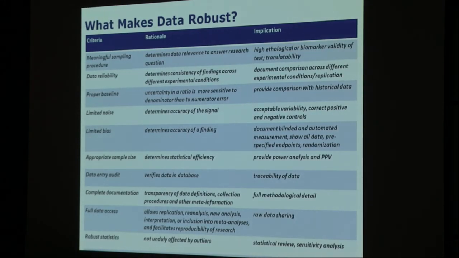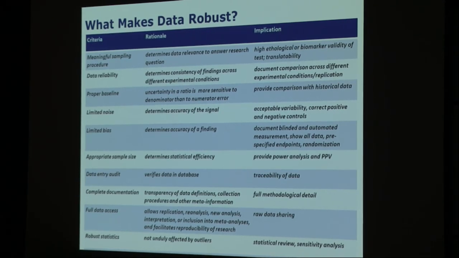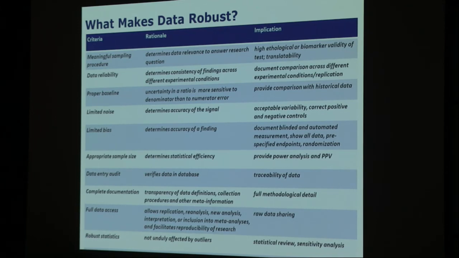Now, when you look at the data and ask the question, what in fact makes data robust, there are a couple of criteria that you can find, and there's a rationale for these different criteria, and I believe also implications then for what we would like to see in the publication. And I won't go through the whole list in the interest of time, but just to highlight a few. I believe that you have to start with a meaningful sample procedure. So your test system has to be geared up to the question you would really like to answer.